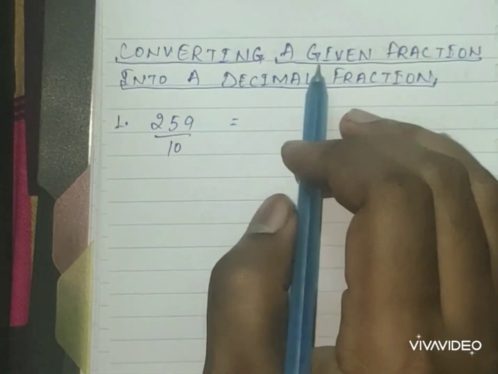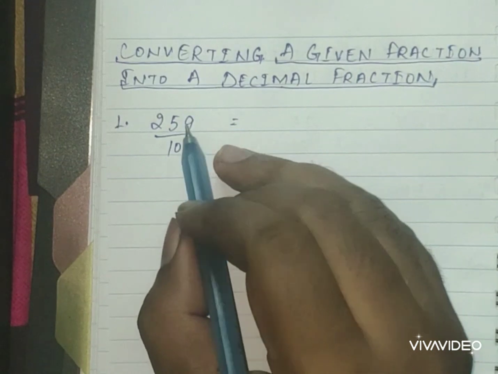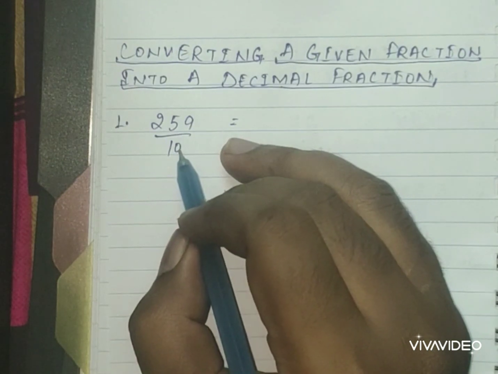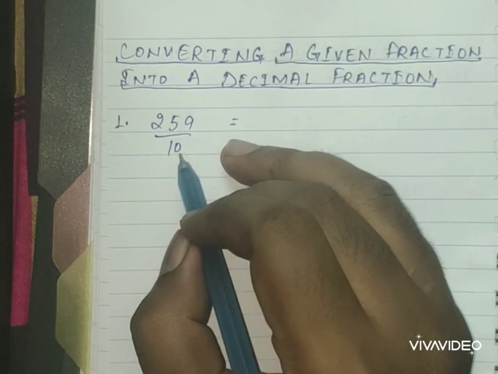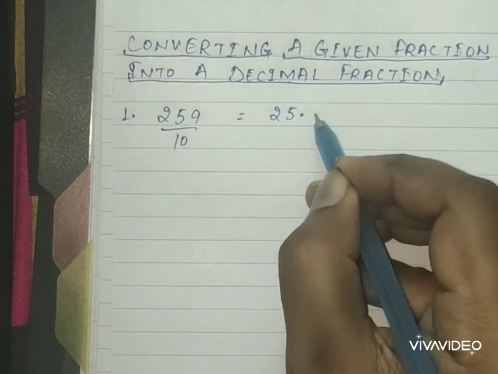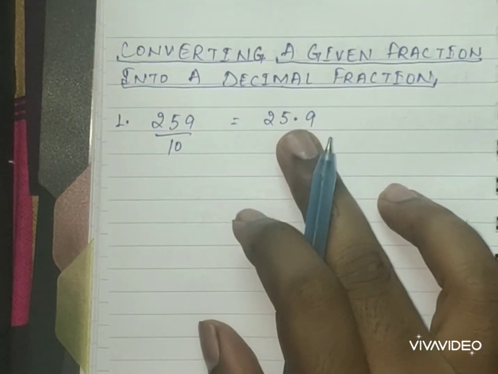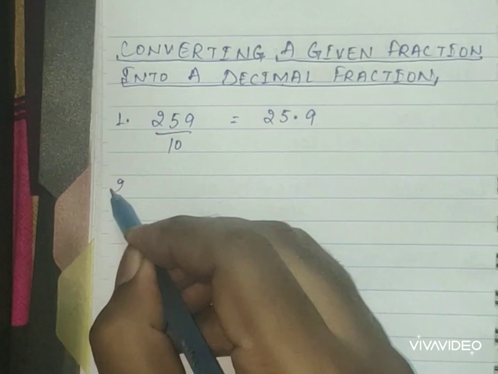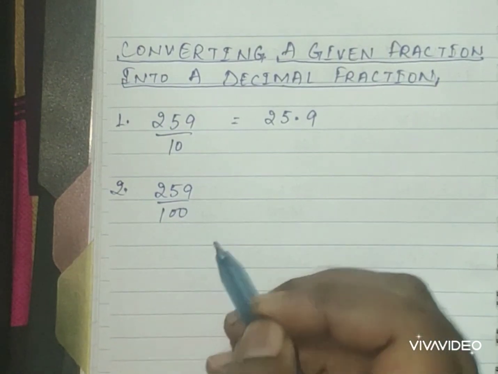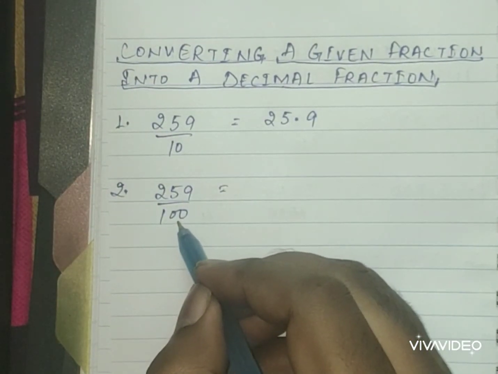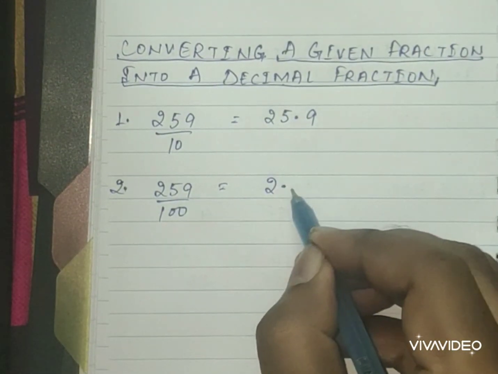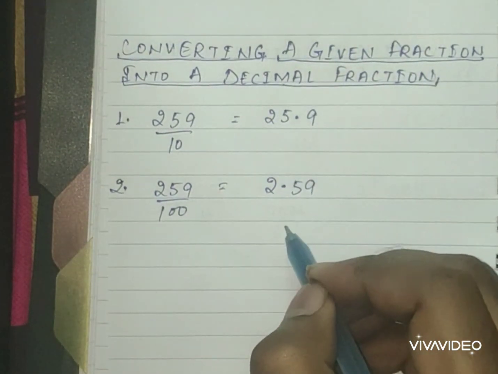Now the next topic is converting a given fraction into a decimal fraction, and the fraction given to you is 259 upon 10. As you are seeing, as many zeros as there are in the denominator, here there is 1 zero, so you will just put the point after 1 digit in the numerator. Let's see the second one. For example, 259 upon 100 is given to you. How many zeros do you see in the denominator? 2. So we will put the decimal in the numerator after 2 digits.